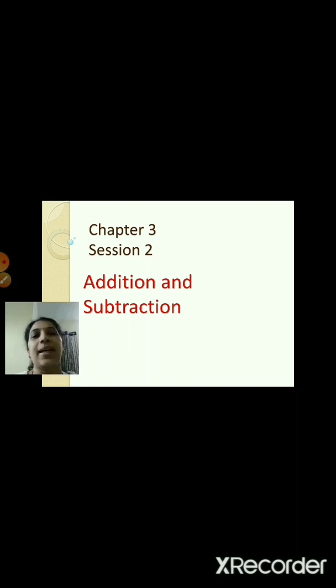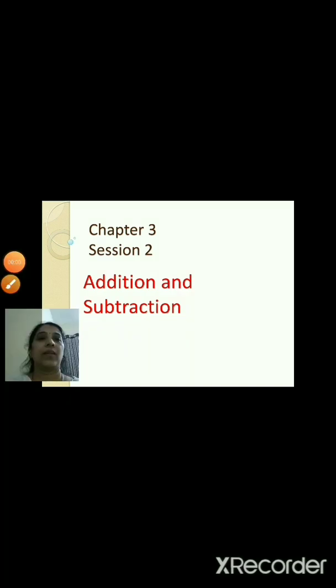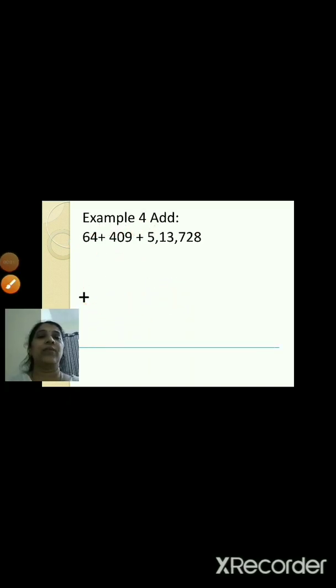So students, in the last session we had solved problem set 7, which was based on the addition of 5-digit numbers. After that we saw 3 examples related to addition of 6 and 7-digit numbers. So let's move to the fourth example.